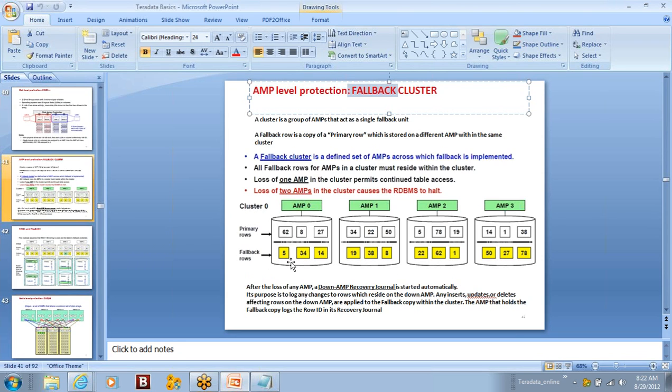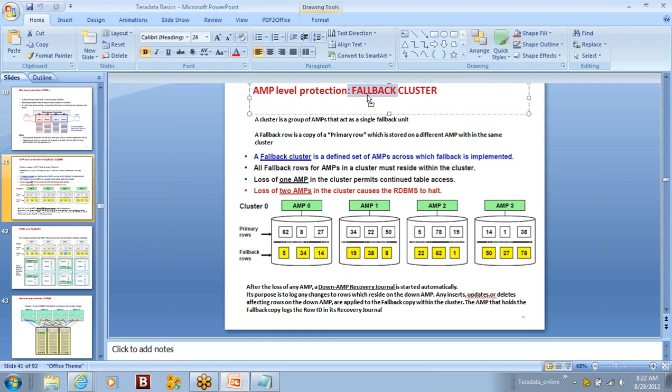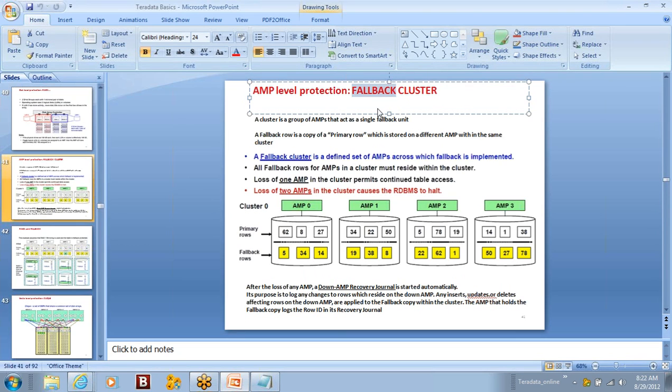As we observe, fallback is also a 100% data storage overhead. We have to carefully choose whether the data in the table should be protected with fallback or not, because if we give a fallback, it will occupy 100% more space. So it is under control of the developer. We have to carefully analyze it, because it is a burden at the time of insertion, because the hash algorithm has to identify 2 amps to store this data. One is the primary amp and one is the fallback amp, and it occupies 100% more data.